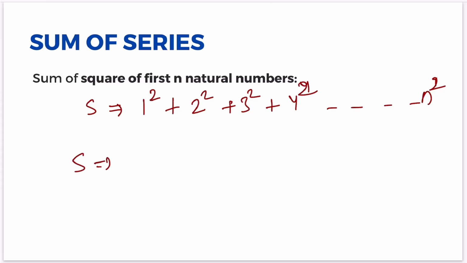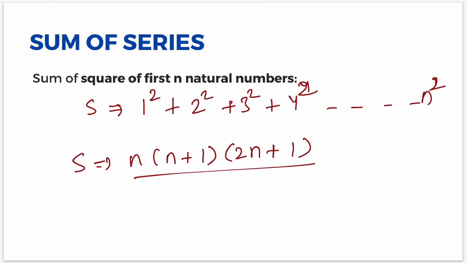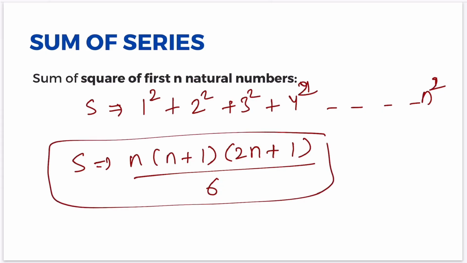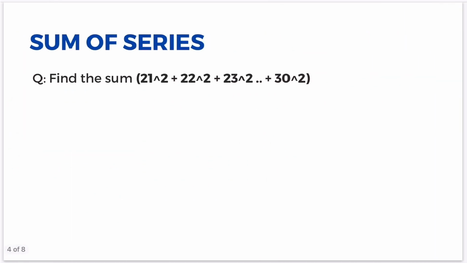The sum of such a series is n into n plus 1 into 2n plus 1 by 6. Please remember the formula. We are not focusing on the derivation, it is out of scope for your exam. Just remember this formula: n, n plus 1, 2n plus 1 by 6. Right? Let's use that formula in this question.